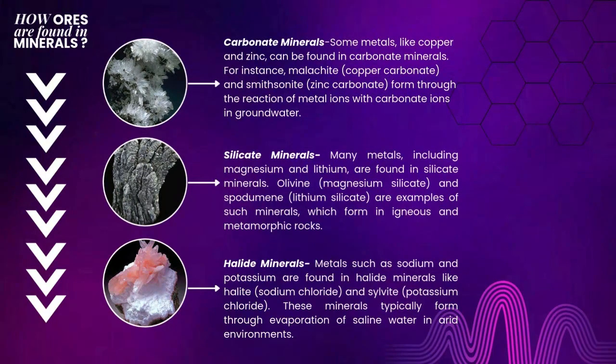Five, silicate minerals. Many metals including magnesium and lithium are found in silicate minerals. Olivine and spodumene are examples of such minerals, which form in igneous and metamorphic rocks. Six, halide minerals. Metals such as sodium and potassium are found in halide minerals like halite and sylvite, or potassium chloride. These minerals typically form through evaporation of saline water in arid environments. To differentiate the two primary sources, minerals are pure or compound forms of metals, while ores are rocks that contain sufficient concentration of metals to make extraction worthwhile.